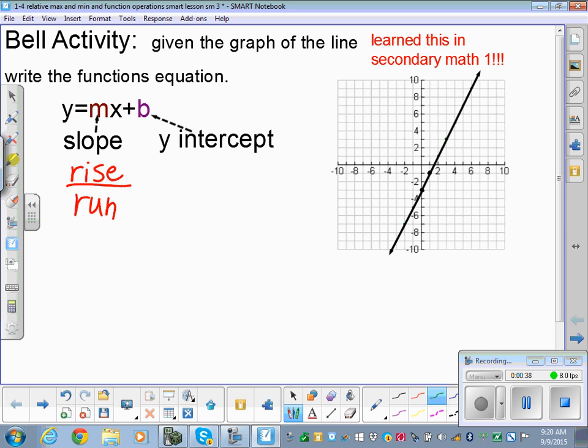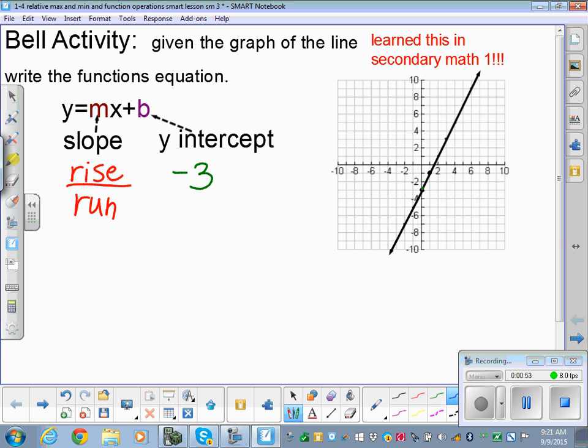Look with your eyeballs and see, where does this cross the y-axis? At what value? Negative 3. So our y-intercept will be negative 3. Does everybody get that? Ask if you don't. Okay? And then our slope is rise over run.